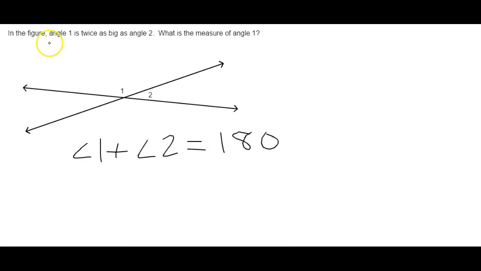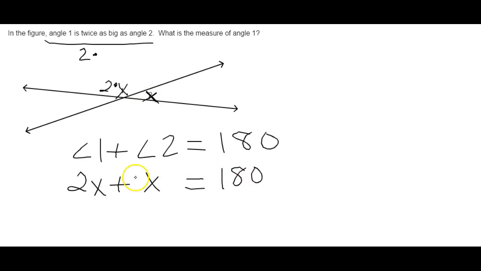But then we have to interpret this sentence in order to figure out what each angle measure would equal. So angle 1 is twice as big as angle 2. Twice means multiply by 2. So I'm going to give angle 2 a variable. I'm going to call it x. Then it said angle 1 is twice as big, so it would be 2 times angle 2, which we've called x. So angle 1 is 2x, and angle 2 we called x. Now we've set up an equation we can solve.